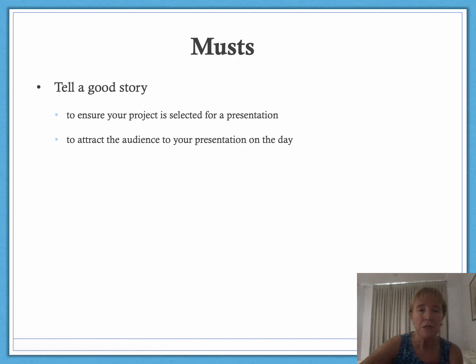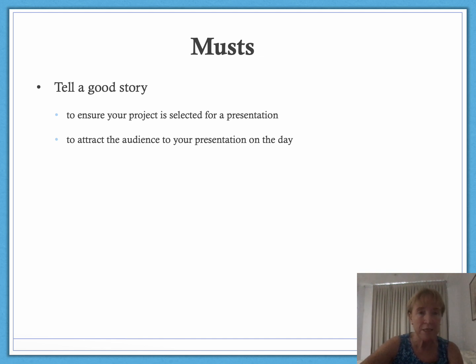So what you must do when you're writing an abstract is tell a good story. You always want to tell a good story because it's much more interesting. But there's two reasons in this instance with the Research and Innovation Symposium. First of all, you have to tell a good story because you need to ensure that your project is selected for a presentation. So you'll put in your abstract, it'll go under review with various reviewers, and they have to pick your presentation out and say, yes, this one's interesting, we need to include it in the day. So that's the first reason.